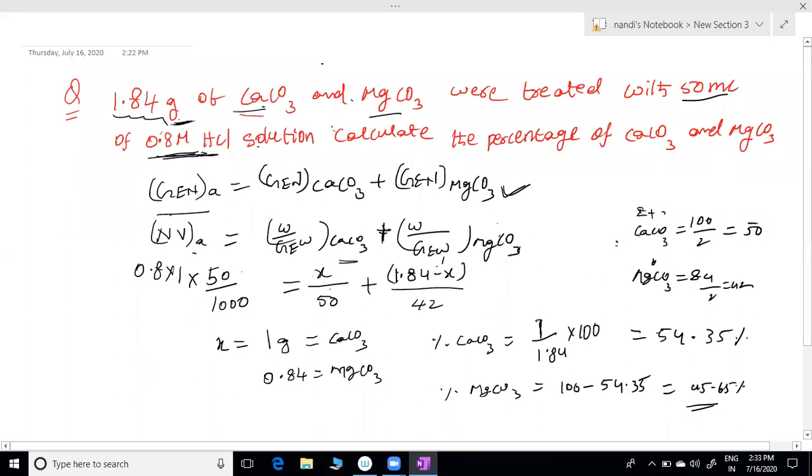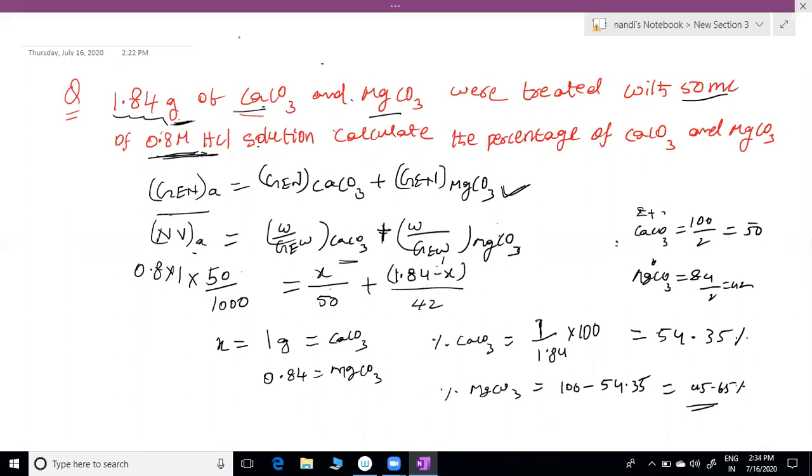I'll give one more similar question for practice purposes. Can you try it? Use the GN concept only to calculate. Let me know when you have it. After substituting, I am getting the X value. See, I find the equivalents of acid.